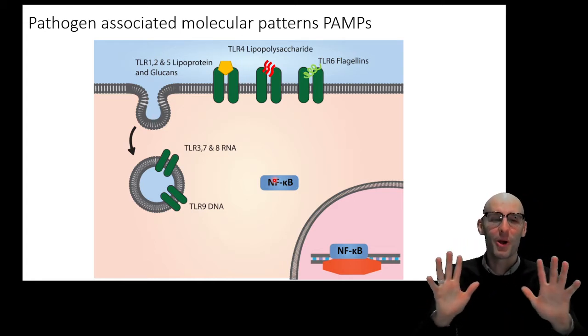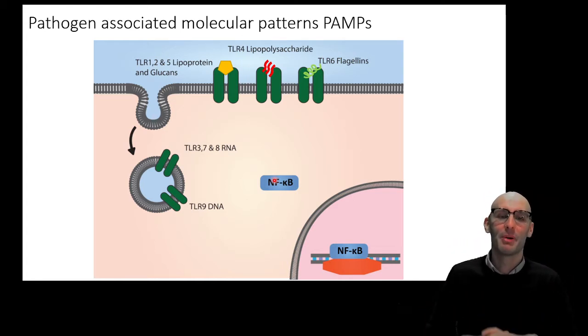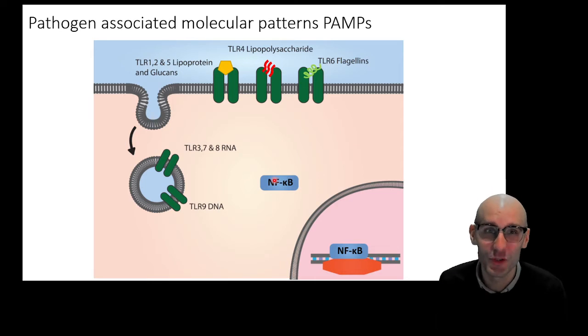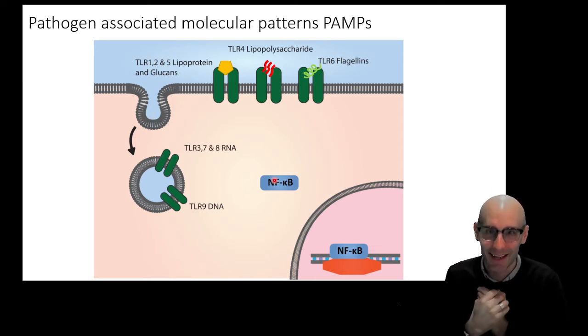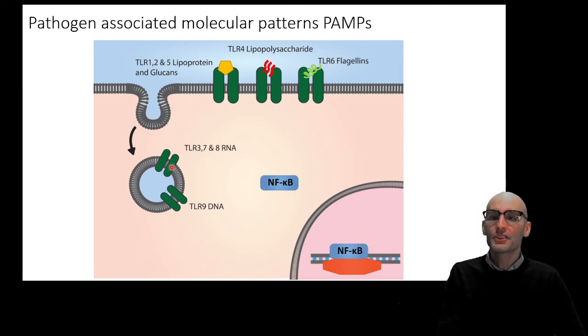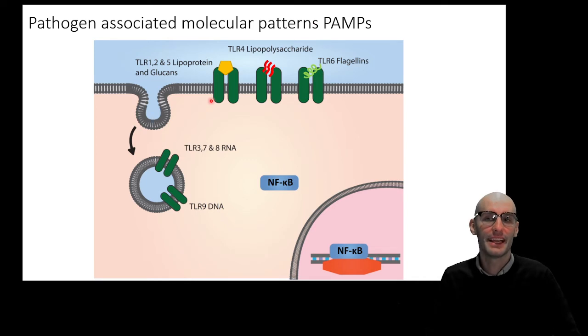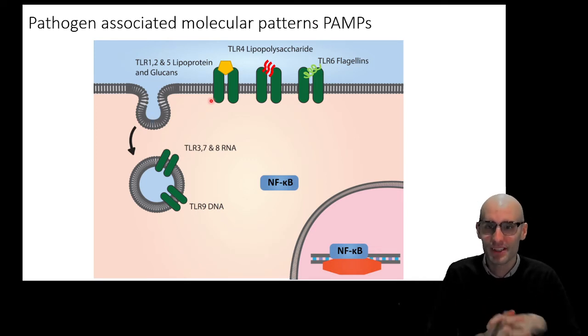And I know I'm hitting you with a lot of jargon here, but this jargon is kind of essential to the field of immunology, so we cannot avoid it. So there's some examples here. TLR 1, 2, and 5 can detect lipoproteins and glucans. So that's fungus, for example.